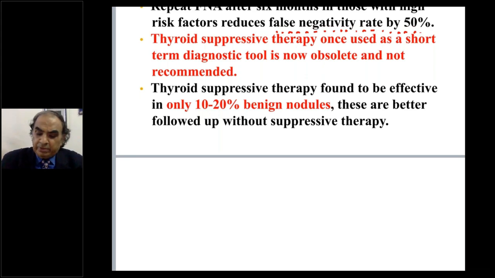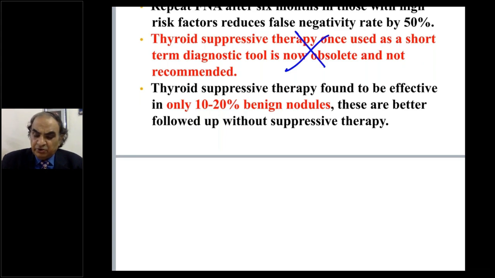The patient can be on thyroid suppressive therapy if you use that as a short-term diagnostic tool. It's now obsolete. Many people ask this question: how about putting the patient on some kind of suppression therapy and then assessing the outcome? If the nodule disappears, we think it is benign. No, that's no longer used. We'll do the diagnosis beforehand.